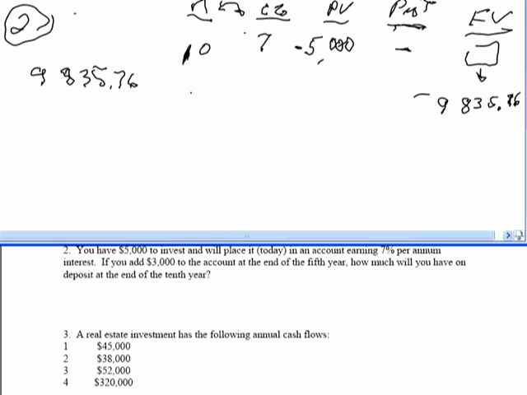Okay, the second part of the problem we're dealing with here: if you add 3,000 to that account at the end of the 5th year, how much will you have on hand at deposit at the end of the 10th year? So if we add 3,000 at the end of the 5th year, how many compounding periods are left, or how many years left? Well, we have year 6, 7, 8, 9, and 10. We have 5 years left. So what we're really just trying to do here is calculate the future value, okay, for 5 periods at 7% interest rate of $3,000 this time.